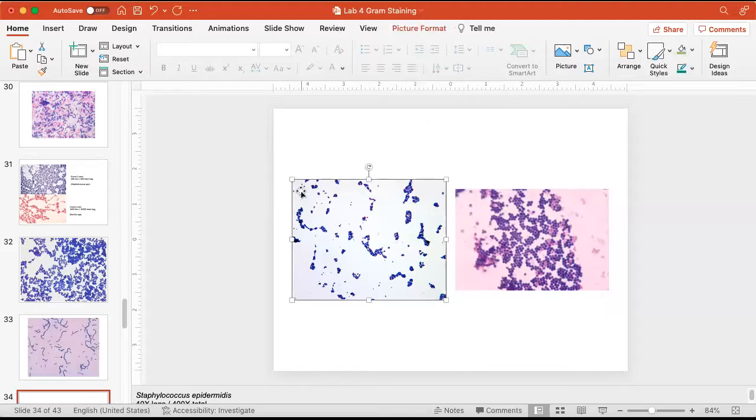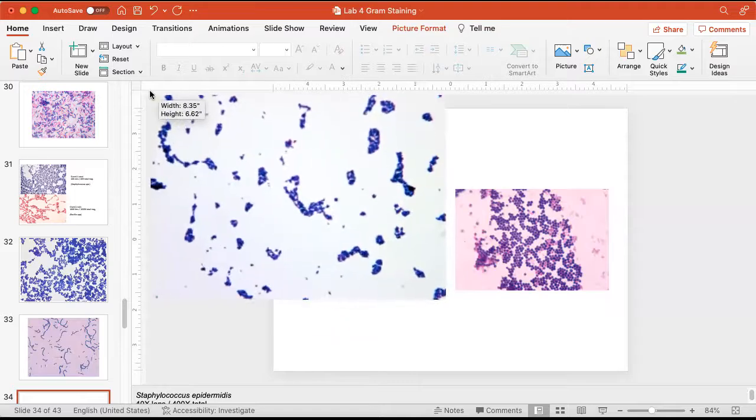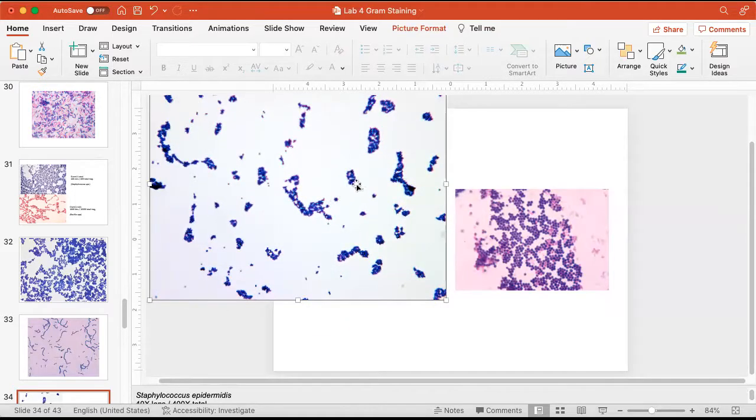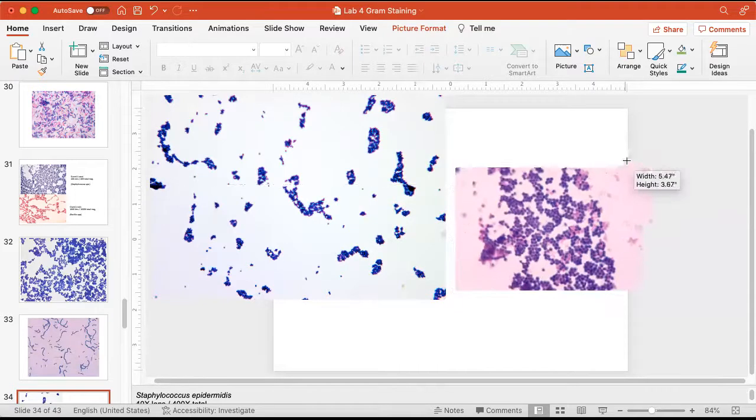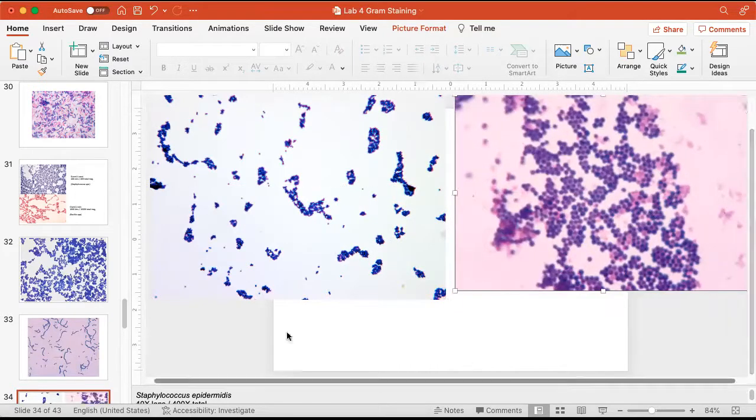Take a look at this side by side. We're under a 40x lens here. This is a pure culture of cells. This came from a patient sample. Do you see the difference? I would sure rather have to interpret this than interpret this. I mean, I guess this isn't hard to interpret, but there's a lot of stuff on here that is not the organism.